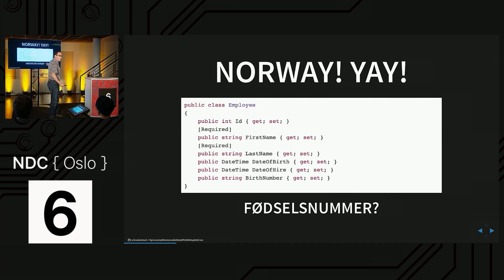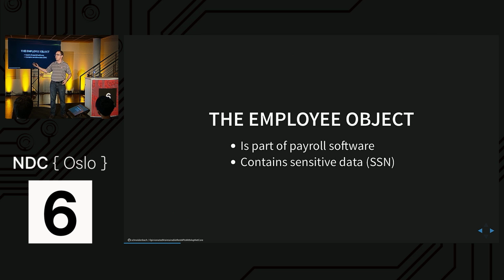Or that word, right? So the bottom line is that the employee object is an object that is part of a payroll system, right? Something like that. A lot of people deal with payroll. A lot of people deal with employee records in some way. And it contains sensitive data. In this case, I'll just say SSN, but national ID number, birth number, whatever you want to call it. It's sensitive data, so you need to treat it differently, right? You need to treat it in a way that you need to encrypt it, right? All that kind of stuff. So that's setting the stage a little bit, right?